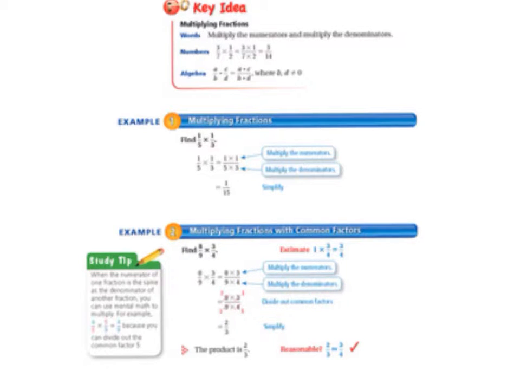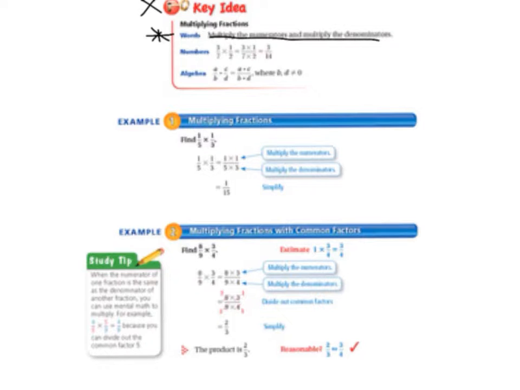Today we're going to be working on 6 examples on pages 56 through 58 in your math textbook. At the top of page 56, there's a key idea. You need to write this in your math notebook. It says multiplying fractions. Multiply the numerators and multiply the denominators. This is really, really important because that's how you multiply fractions. You multiply across the top and you multiply across the bottom.